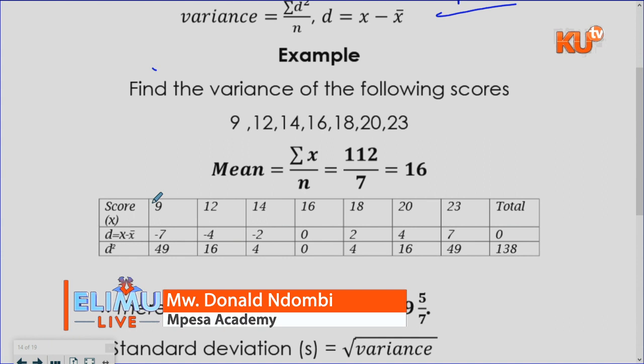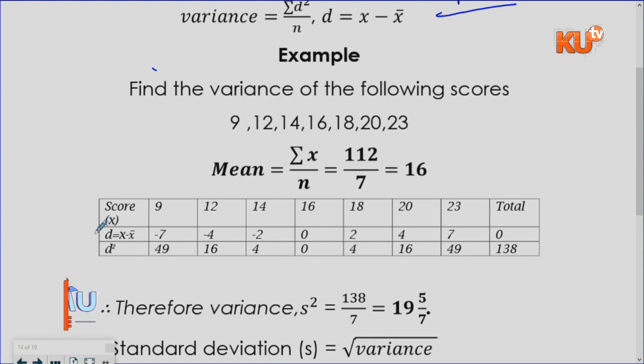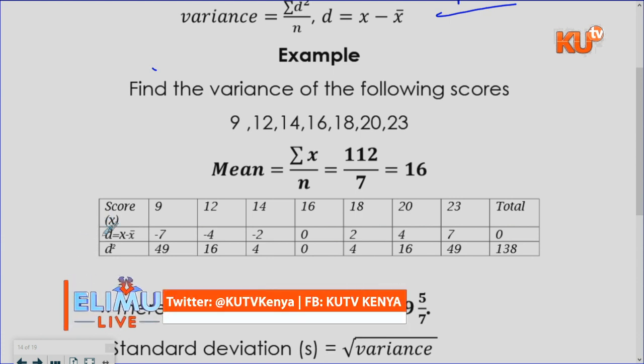So you can see we have 9, 12, like that, up to 23. So you rearrange your scores in a table like this, and then look for D. That's what is important. Look for D. What is our D? In this case, we have defined D as D equals X minus X bar.